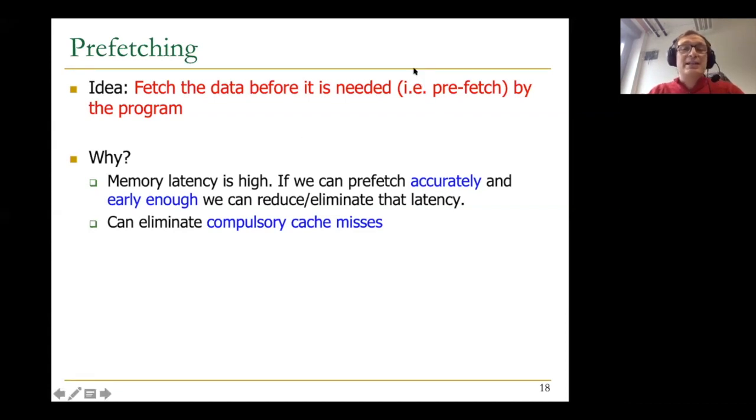And the big upside of prefetching compared to caching is essentially it can eliminate requests that you have never seen before. Right? Whereas caching fundamentally has to see an address at least once so that it can cache it, right?